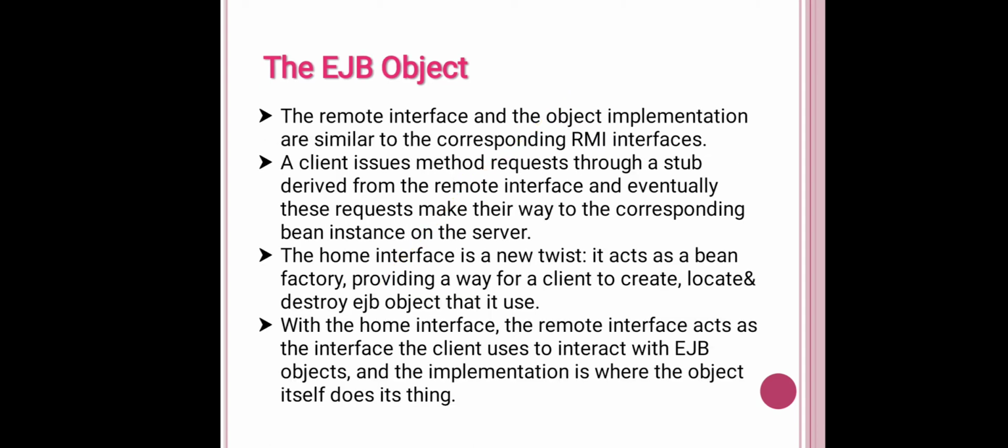The remote interface and the object implementation are similar to the corresponding RMI interfaces. A client issues method request through a stub derived from the remote interface and eventually these requests make their way to the corresponding bean instance on the server. The home interface is a new twist. It acts as a bean factory, providing a way for a client to create, locate and destroy enterprise Java Bean objects that it uses. With the home interface, the remote interface acts as the interface the client uses to interact with the enterprise Java Bean objects, and the implementation is where the object itself does its thing.